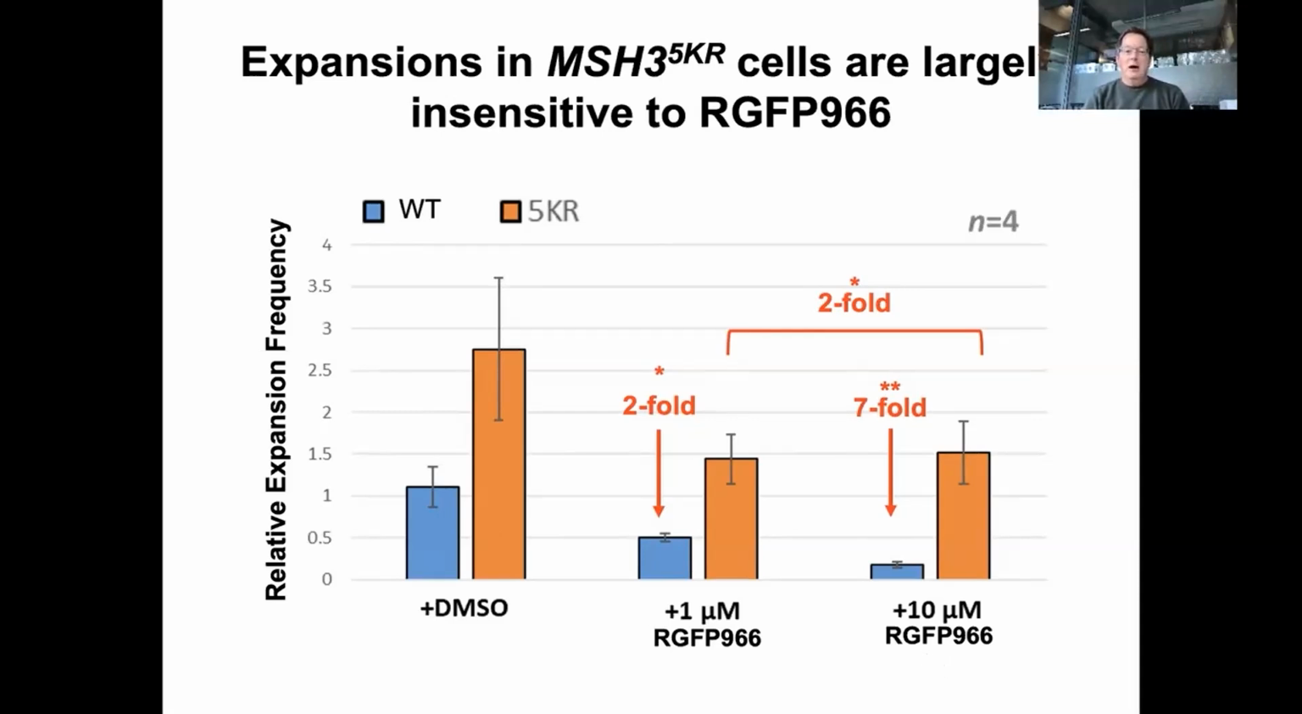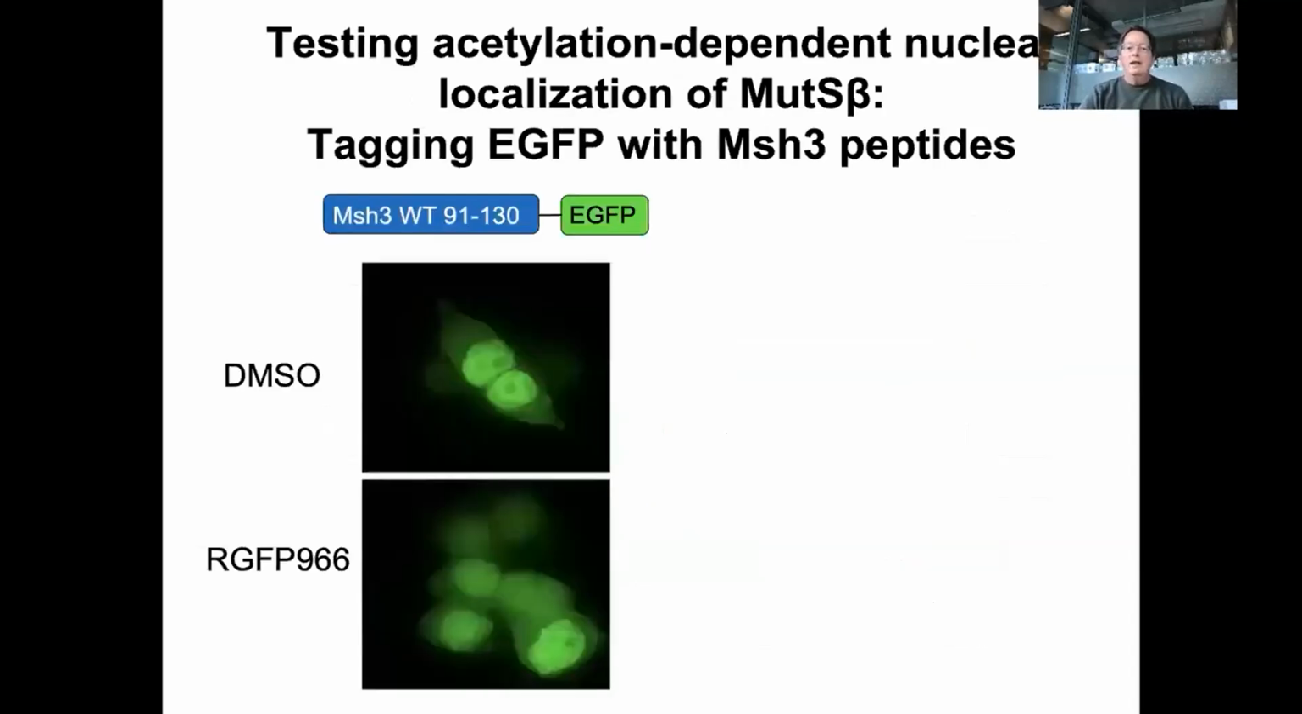So this, to me, is very powerful genetic proof that says that these sites in the MSH3 that were mutated have to be at least some of the key residues for activation by HDAC3. So it's a genetic bypass experiment. By changing the lysines to arginines, we can bypass the need for HDAC3 and therefore bypass the effect of the inhibitor. So how do we think that might be happening?